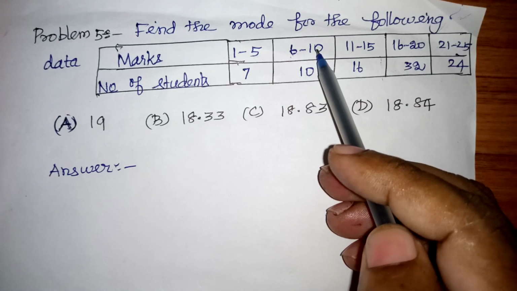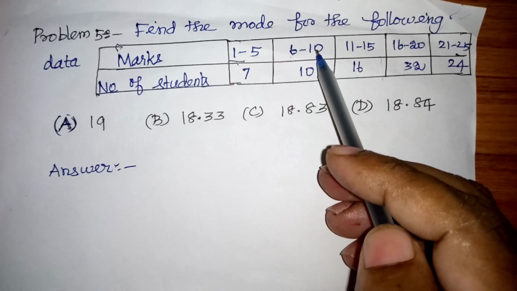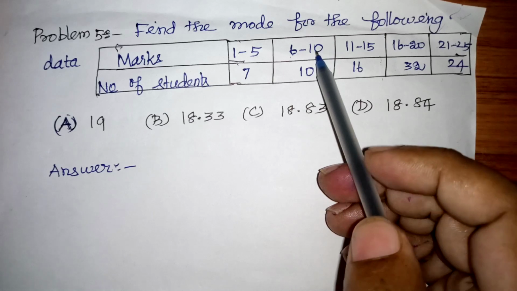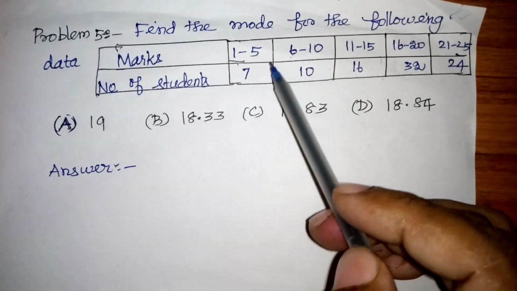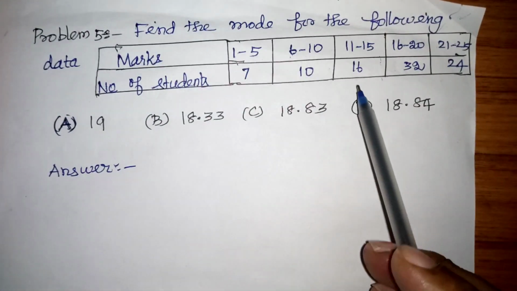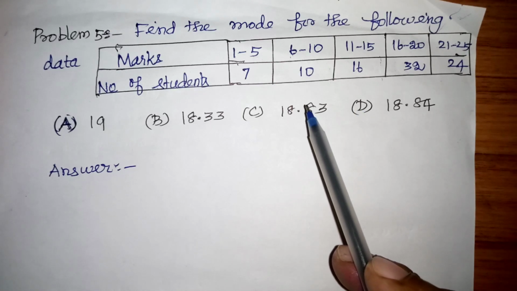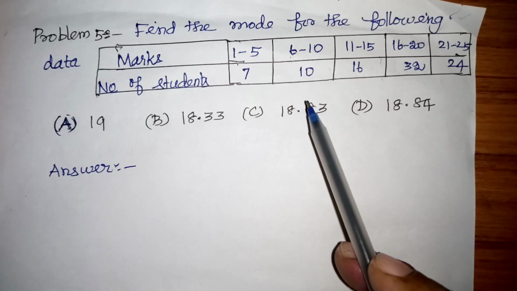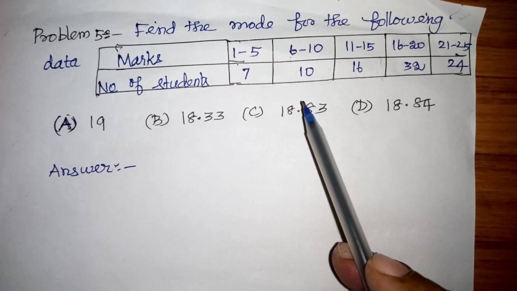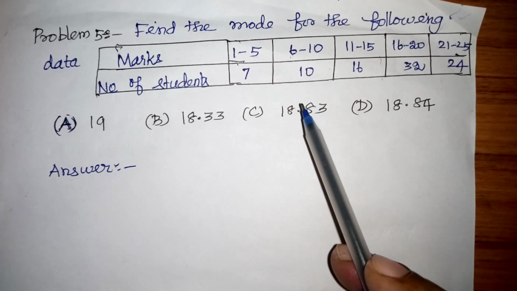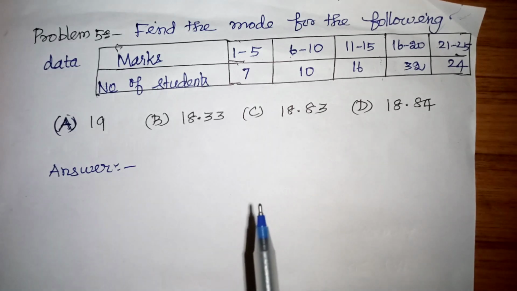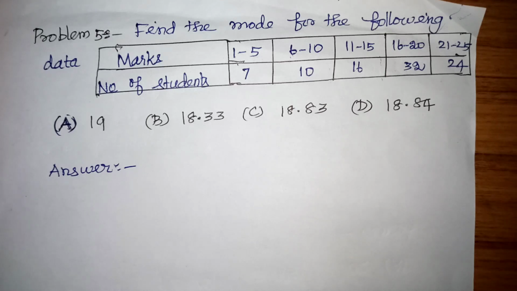To make a continuous interval, we have to follow a procedure. This is discrete, it is not continuous. To convert a discrete class interval into a continuous class interval, subtract 0.5 from the lower limit and add 0.5 to the upper limit of each case. Subtract 0.5 from the lower limit, add 0.5 to the upper limit.